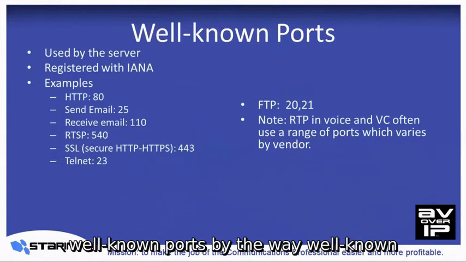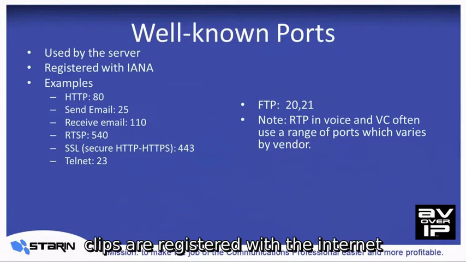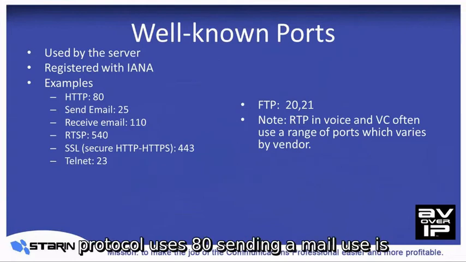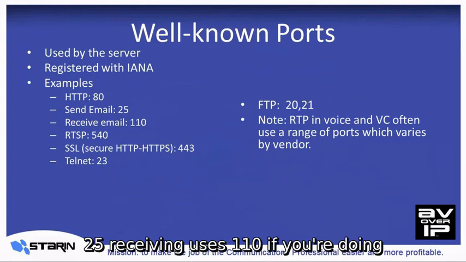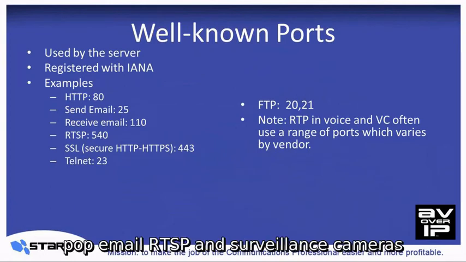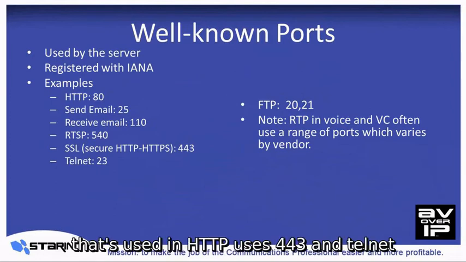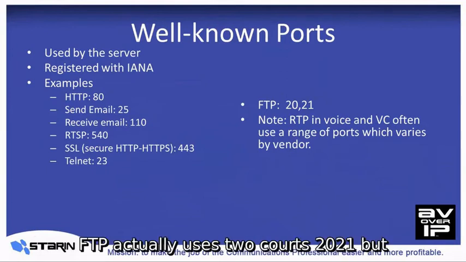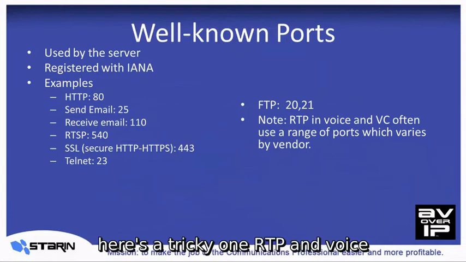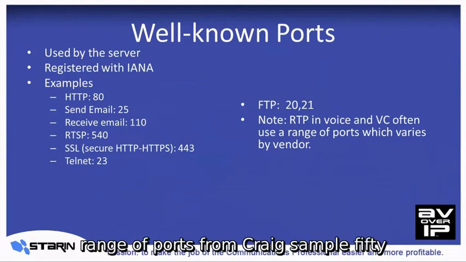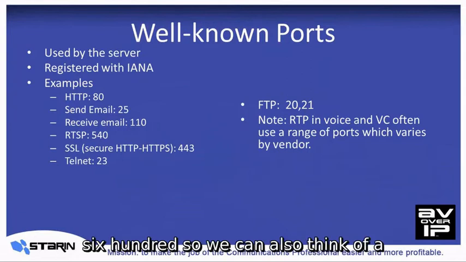Here are some well-known ports. By the way, well-known ports are registered with the Internet Assigned Numbers Authority. HTTP, the web protocol, uses 80. Sending email uses 25. Receiving uses 110 if you're doing POP email. RTSP and surveillance cameras use 540. SSL, the secure protocol that's used in HTTPS, uses 443. And Telnet uses 23. FTP actually uses 2 ports, 20 and 21. But here's a tricky one. RTP and voice and video conferencing very often uses a range of ports from, for example, 50,500 to 50,600.